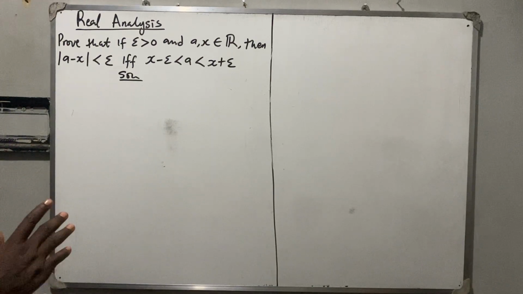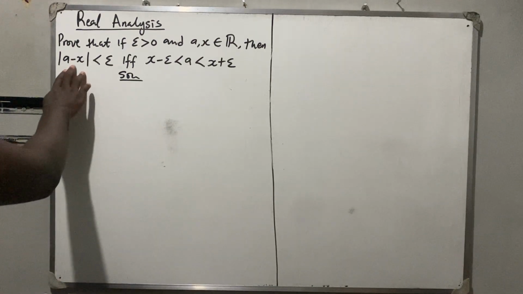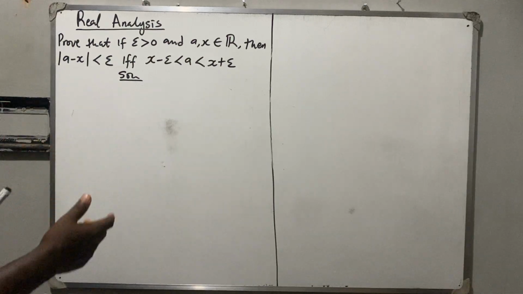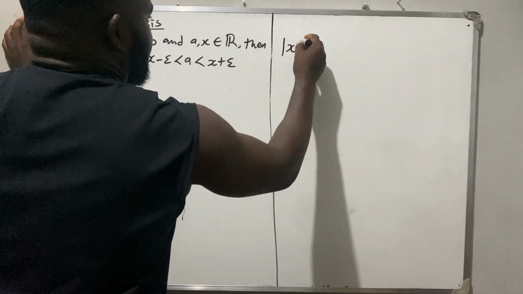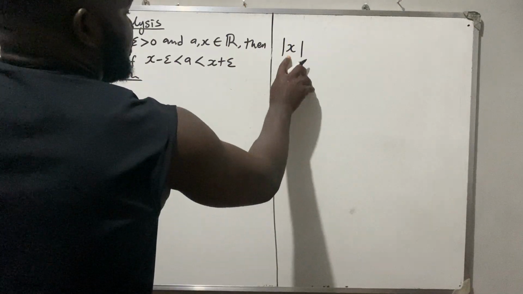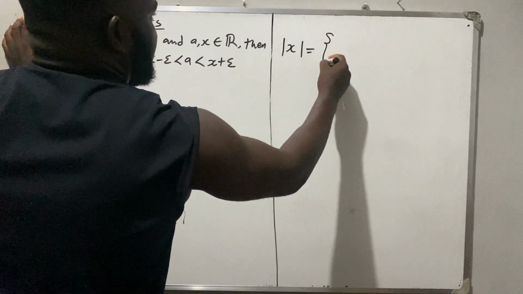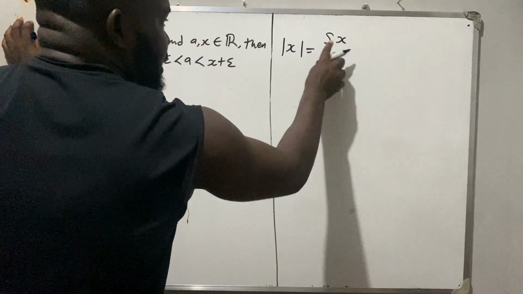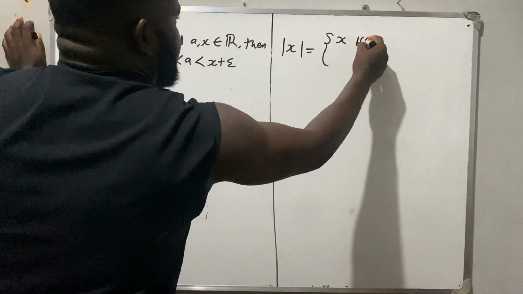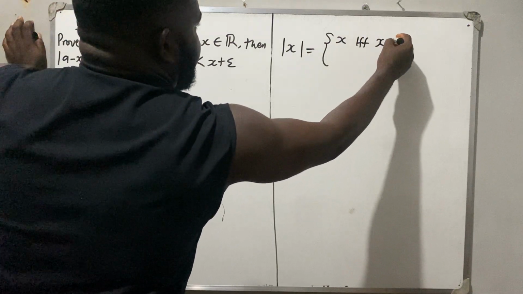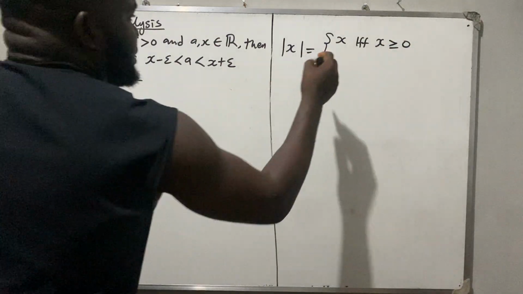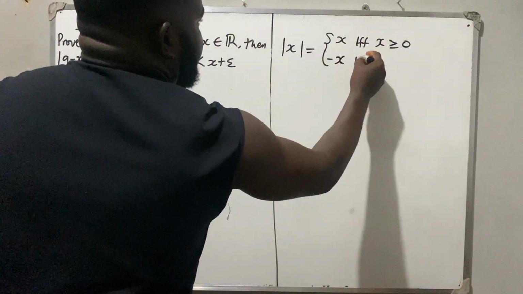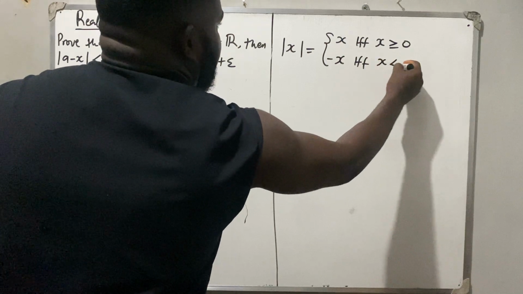So now, to solve this, first of all, let's start with the definition of absolute value. Let us know what the absolute value looks like before we can solve it. The absolute value of x is equal to x itself if and only if x is greater than or equal to 0, and it is negative of itself if and only if x is less than 0.